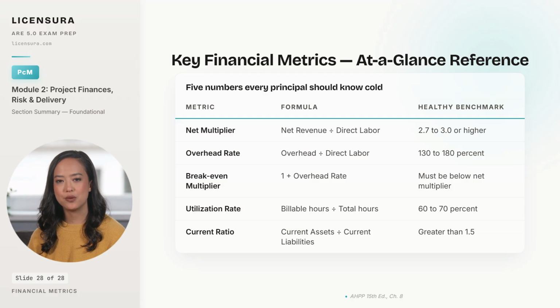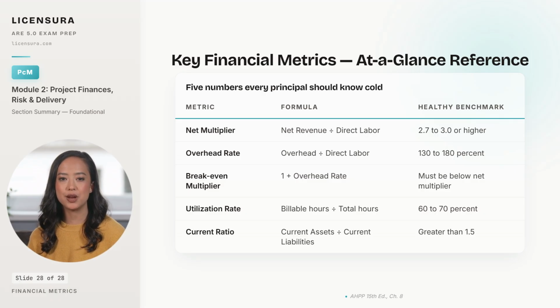Overhead rate is overhead divided by direct labor, expressed as a percentage. 130 to 180% is the working range for most firms. Break-even multiplier is 1 plus the overhead rate, and the rule is simple. Your actual net multiplier must sit above your break-even multiplier, or every project loses money before it starts.